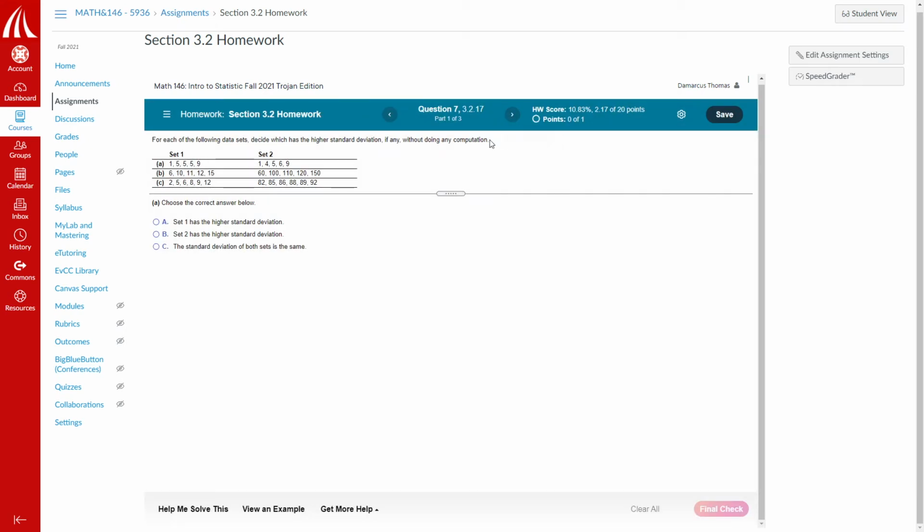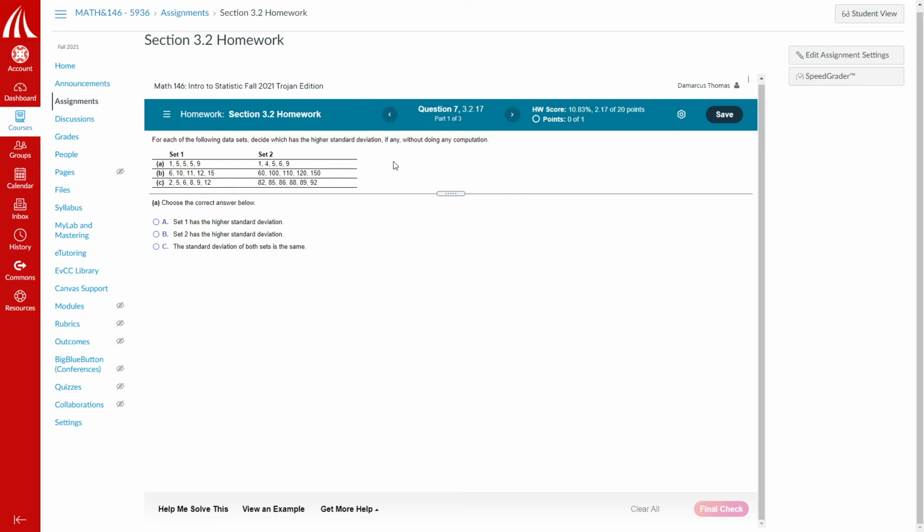Let's move on to question number 7. It says, for each of the following data sets, decide which one has the higher standard deviation, if any, without doing any computation. For part A we have to decide, is it set 1 or set 2. The range between the high and the low is the same, 9 minus 1, but in terms of the majority of the data, they're right around the mean, which is around 5. This one should have a smaller deviation than the one in set 2. So I'm going to go with set 2 has a higher deviation.